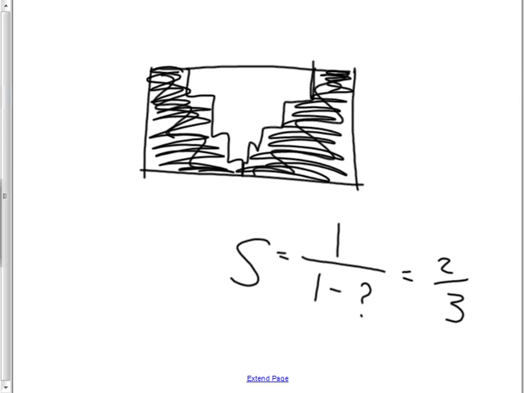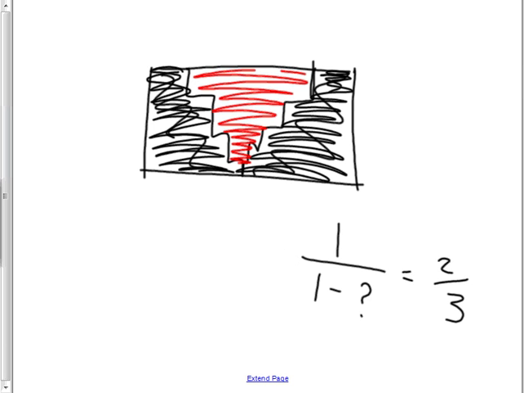This is 2/3. Here's another way to say it. This red part is the part that's missing. That's about 1/3. In fact, it's exactly 1/3 if you did it perfectly of what I had to start with. All right, so really it's this equation. I don't know what this is, so what could I put there? Solve for x. Everybody, right now.